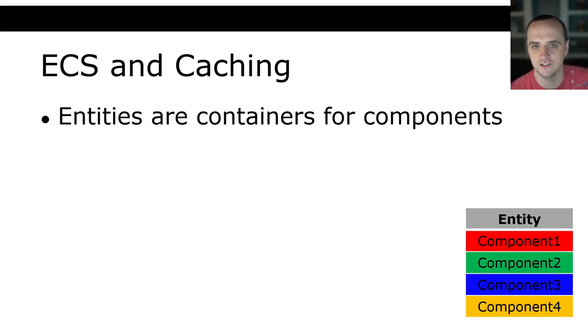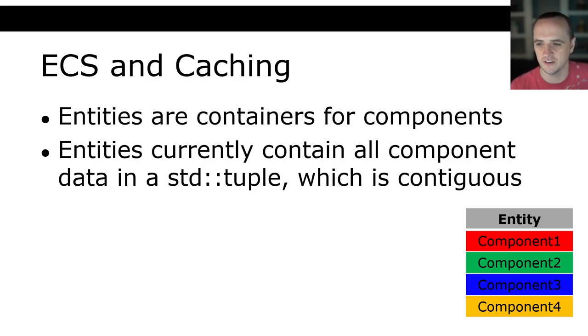So right now, entities are used as containers for components, right? Entities currently contain all of the component data in a standard tuple, which is contiguous. If you looked inside the entity class, you'd see there's a standard tuple of all the different types of components. So we've got a transform component, then a health component, then an animation component, and then a lifespan component or whatever. You can think of an entity as a vector for components, and all of those components are stored as raw data in the tuple. So there's no pointers going on within the entity. The entity itself is storing these components, component 1, component 2, component 3, component 4, right in a row. So we are sure that within an entity, the component data is contiguous.